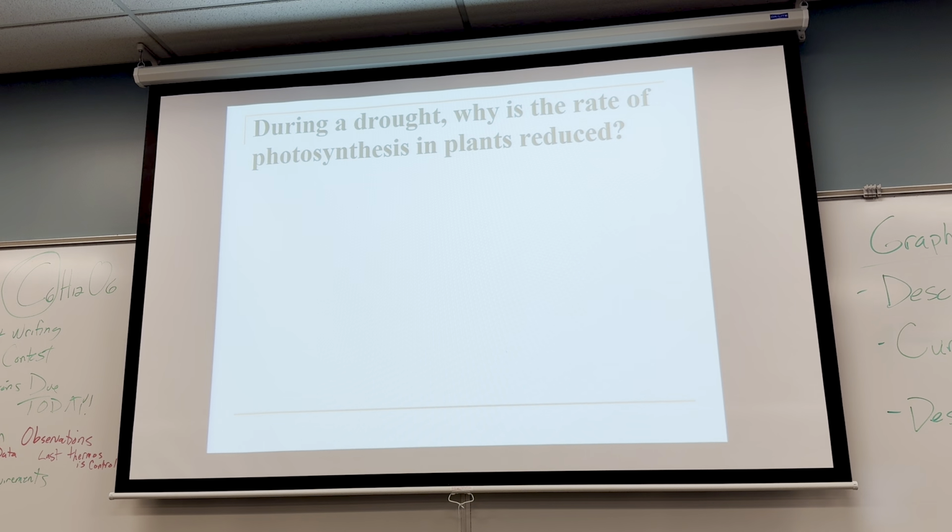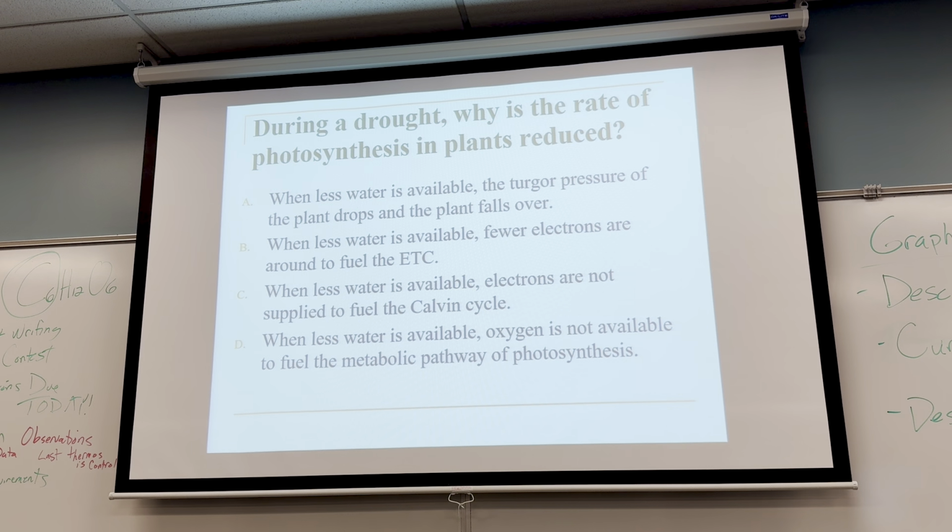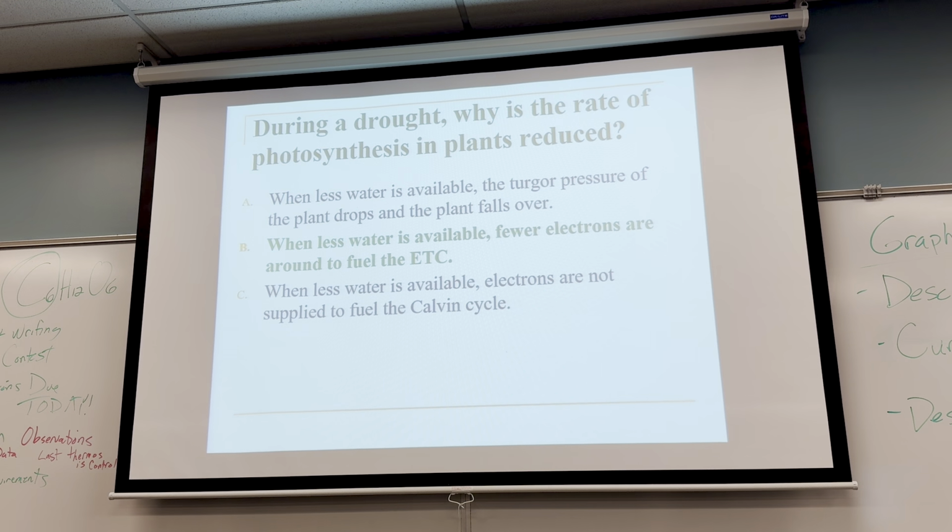During a drought or a neglected plant keeper, why is the rate of photosynthesis in a plant reduced? Okay, they all start with when water is less available. The turgor pressure of the plant drops and the plant falls over. That's true, but that doesn't answer the question. When less water is available, fewer electrons are around to fuel the ETC. Yes. That sounds really good. When less water is available, electrons are not supplied to the Calvin cycle. No. When less water is available, oxygen is not available. No. So good. Letter B is correct.